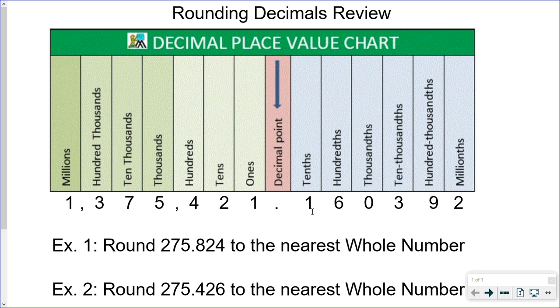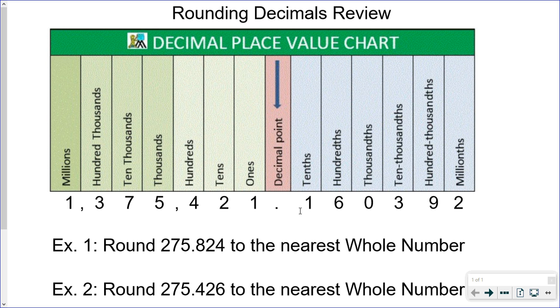So if they ask you to round this to the nearest 10th, they're saying we don't care about any of the numbers after that place value. So if they said round to the nearest 1,000th, we don't care about anything after the 1,000th place. We just care about everything before it. So when you're rounding, you're going to underline whatever the place value is that you're rounding to.